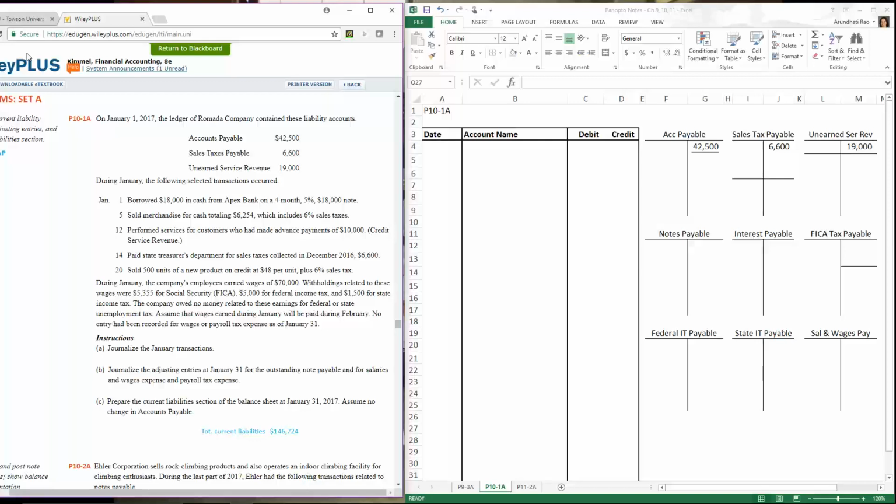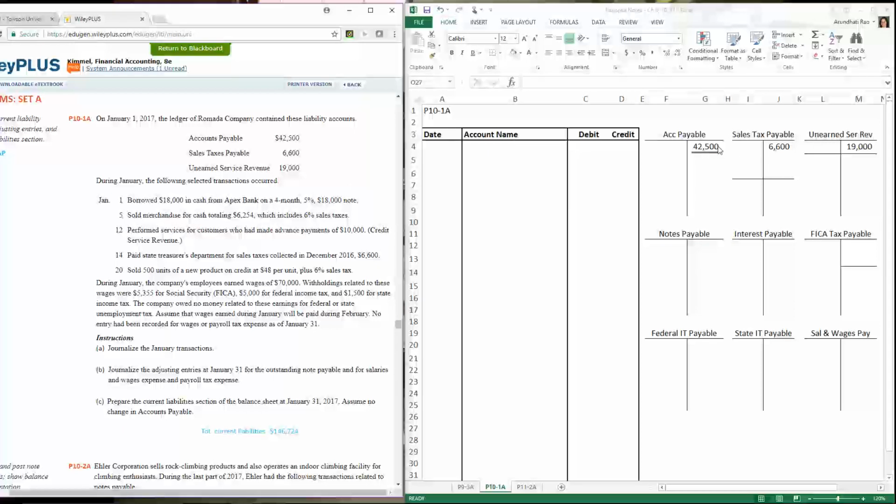Let's take a look at problem 10-1A. In this exercise, we are looking at three different liabilities a company has on January 1st, 2017. Accounts payable $42,500, sales tax payable $6,600, and unearned service revenue of $19,000. All three of these liabilities typically are current liabilities, which a company expects to meet very soon.